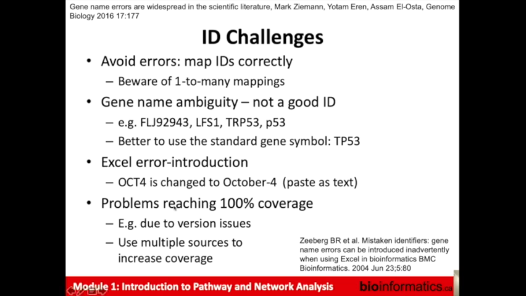So you might have problems reaching 100% because of some of these challenges. You might also have different database versions that might not recognize 100% of the genes that you have in your list. If you want to reach 100% coverage, you could do additional work using multiple sources of gene identifiers to increase coverage, and you might have to do some of that work manually.